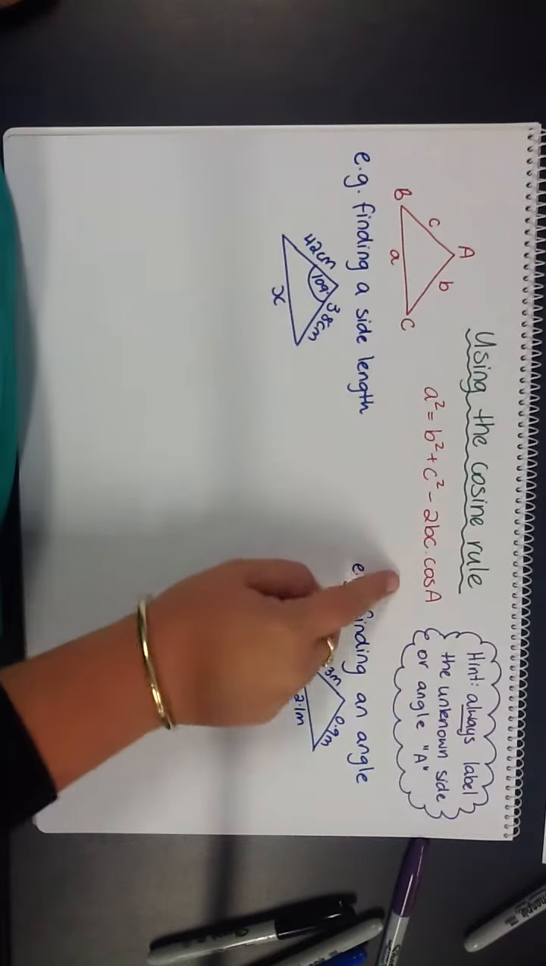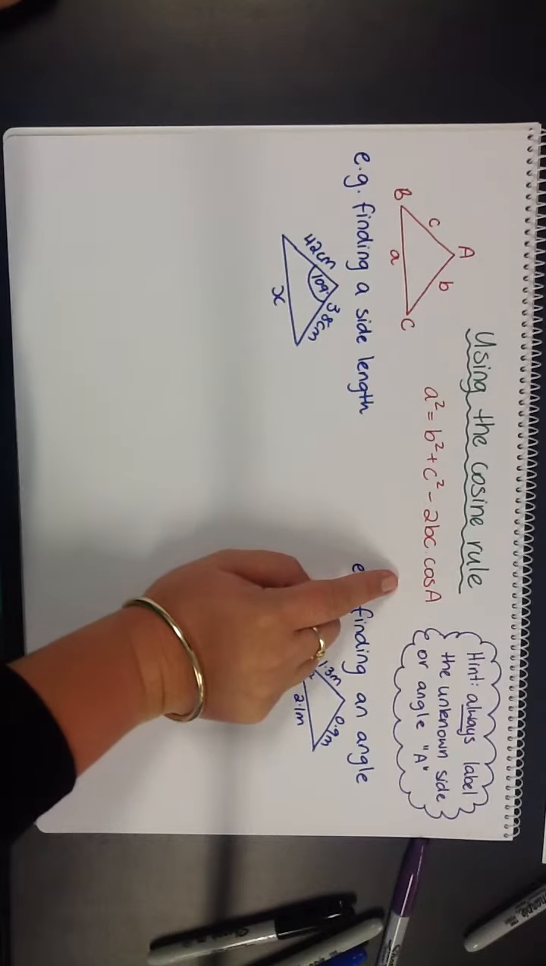And then I've written down the cosine rule there. So a squared equals b squared plus c squared minus 2bc cos A. So a more complicated rule to use.